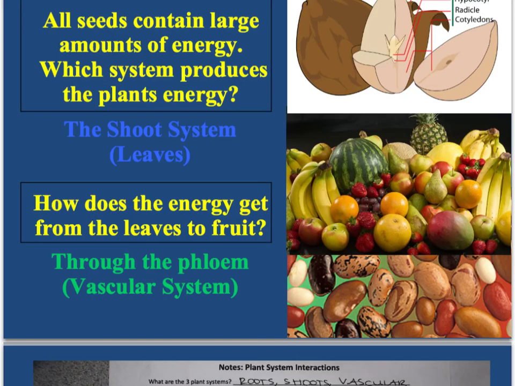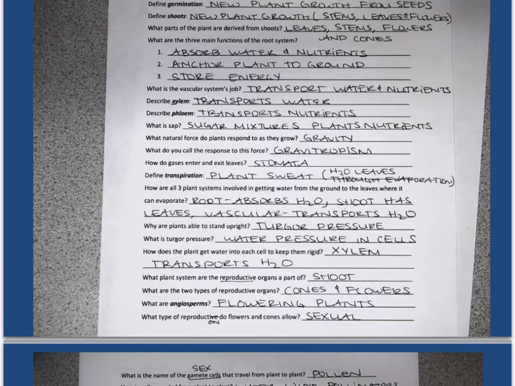Now, all seeds contain large amounts of energy. And which system produces the plant's energy? Should be the shoot system, because photosynthesis happens in the leaves. Now, how does the energy get from the leaves to the fruit? It's through the phloem, or the vascular system.